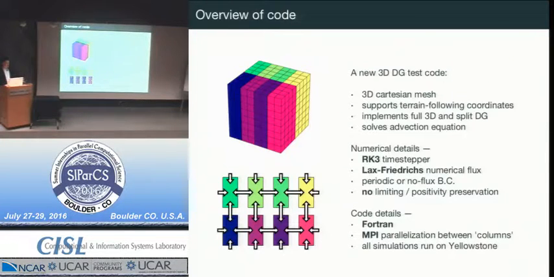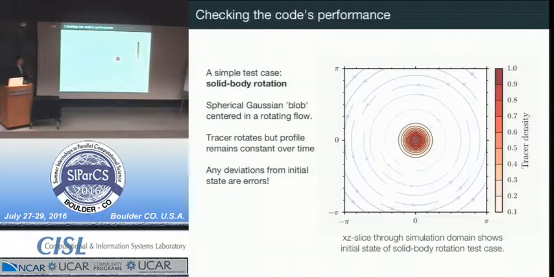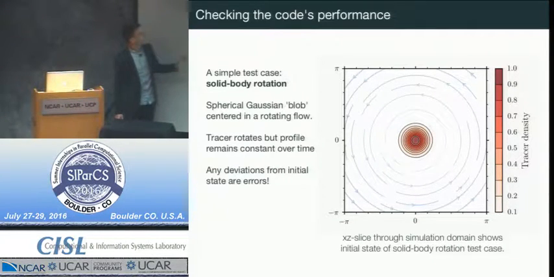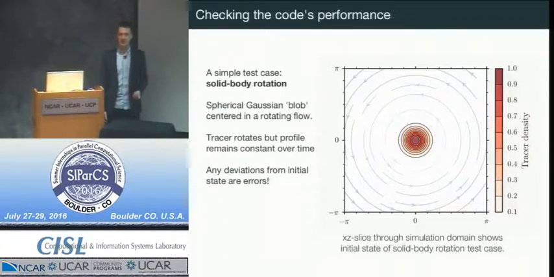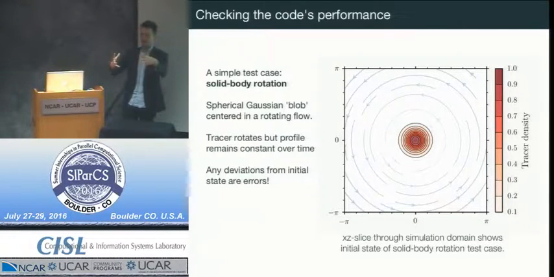So we have this code, and we'd like to know whether we wrote a good code. So we're going to do some tests on a very, very simple problem that we understand fairly well. This helps us to understand whether we're performing as expected. So this is a solid body rotation. What we're going to do is take a spherical blob of our tracer and put it in a rotating flow.